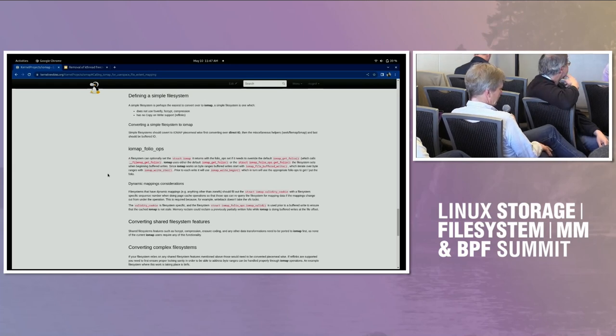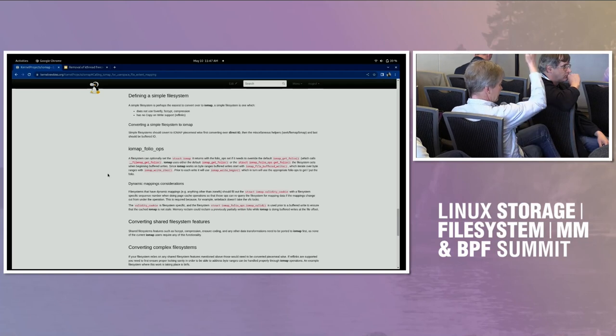And yes, you are completely right. Once we have the helper, we have to put it up there to tell them, okay, this is the way we could do the metadata reads.